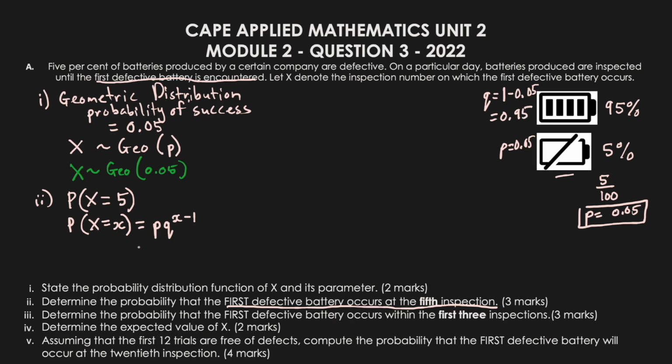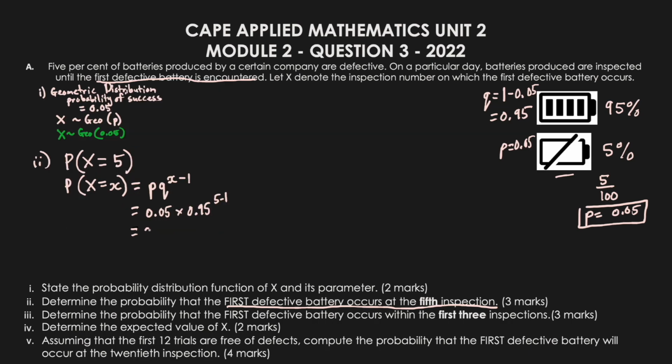So putting this into the formula, I will end up with p, which is 0.05 times the value of q. Now we said that q is 0.95, so 0.95 to the power of 5 take away 1. So we have 0.05 times 0.95 to the power of 4. So let's break this down here, right? So I'll start off with the 0.95.